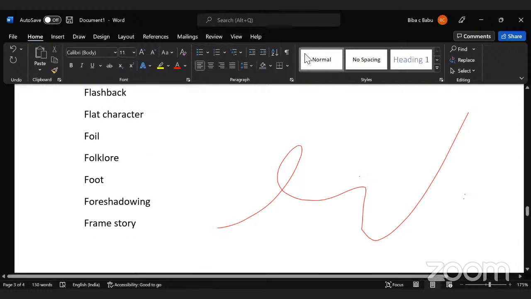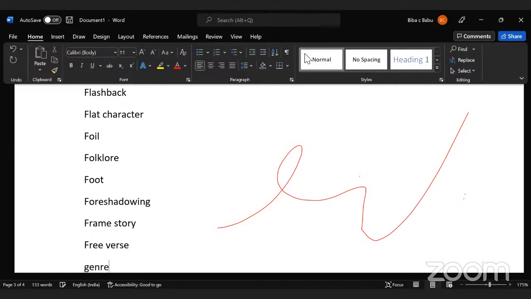Next is frame story. Frame story is a story within a story. Next is free verse. Free verse is poetry with no meter, no rhyme, no rhyme scheme, no rhythm. It's very free. That is called free verse.